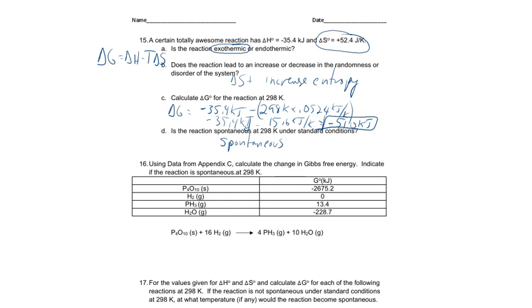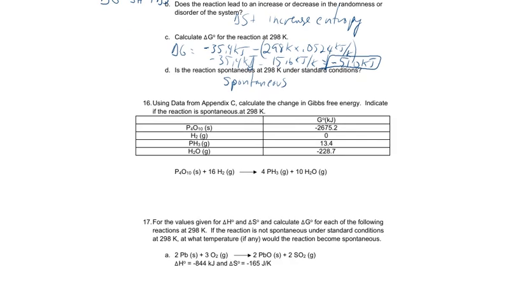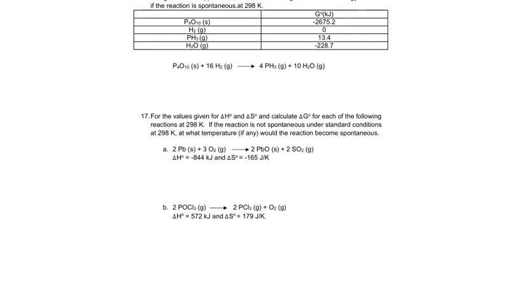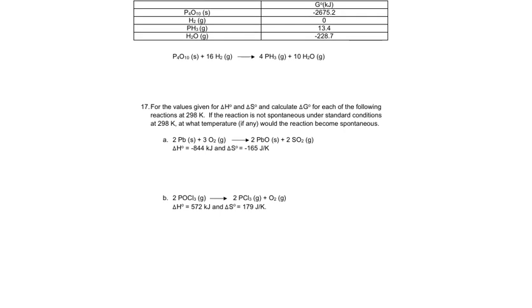All right, that's fact. Number 16, it's the Gibbs free energy, the delta G. It's the same as the delta S: when you're using the table, it's products minus reactants times their coefficients. So I'm going to spare you that one. And down here we have 17. For the values given for delta H and delta S, calculate delta G. If the reaction is not spontaneous under standard conditions at 298, at what temperature would it become spontaneous?